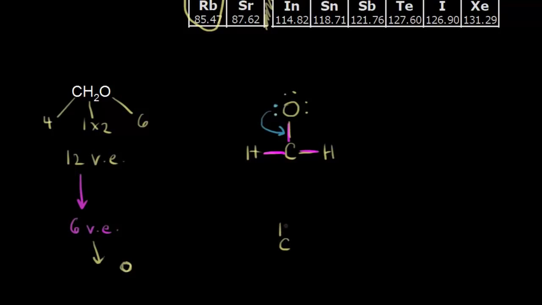Now I'd have carbon with a double bond to oxygen, and this oxygen would have two lone pairs of electrons, and then these hydrogens right down here. And so this would be the correct dot structure for formaldehyde. You have an octet of electrons around carbon, you have an octet of electrons around oxygen, and hydrogen has two electrons around it, which it is happy with. So this is the correct dot structure.